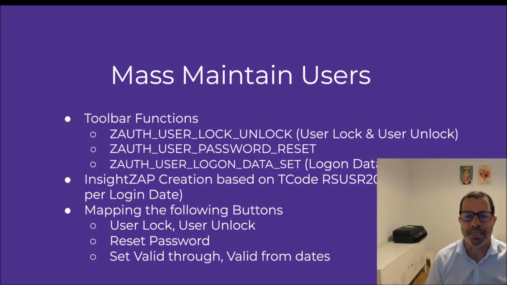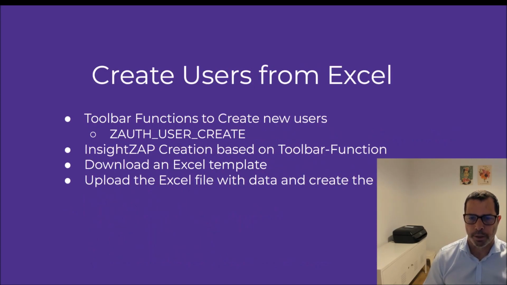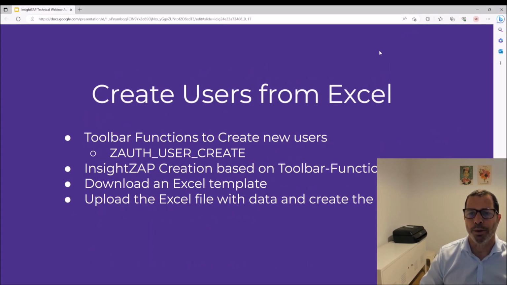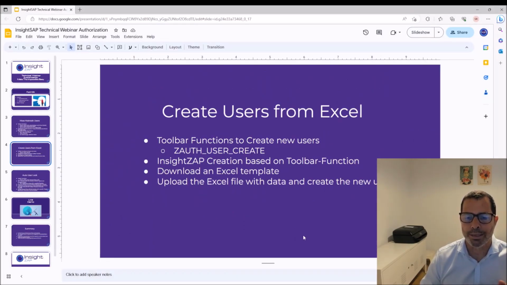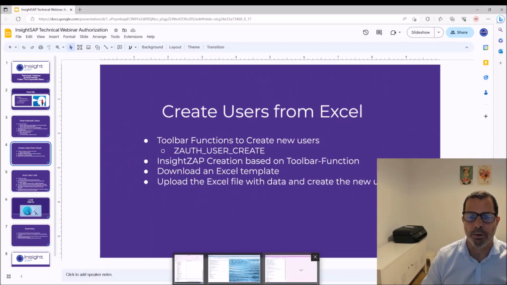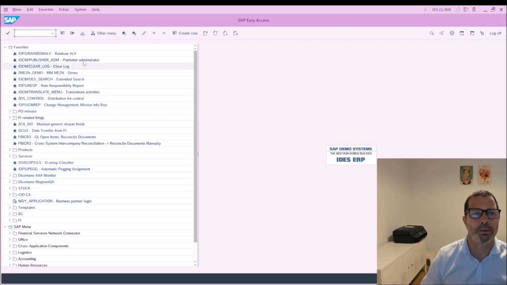In order to test everything, I created an Insight Zap creation based on a sub list of users report, okay? And then I mapped the buttons onto the things I needed to do. User lock and unlock, setting the password, and setting a valid through and valid from dates. Okay? We will do that one section at a time. We will have a demo, and next we will move to the second topic.